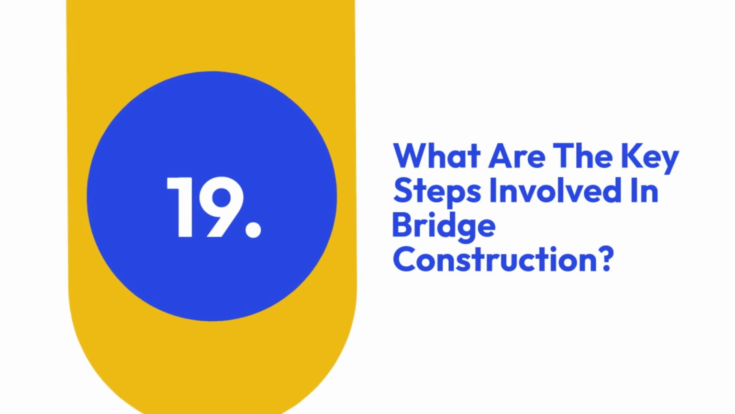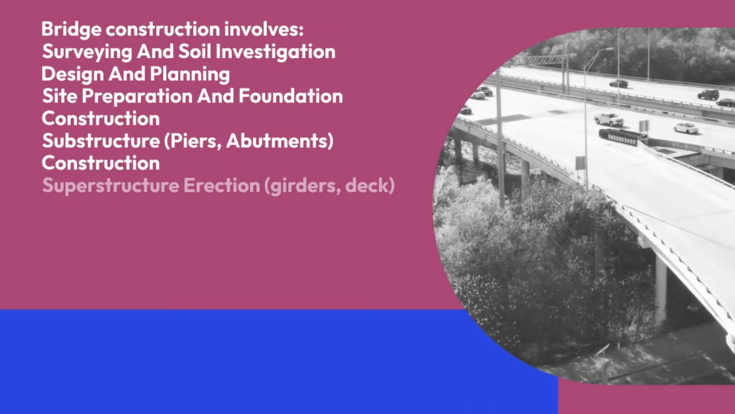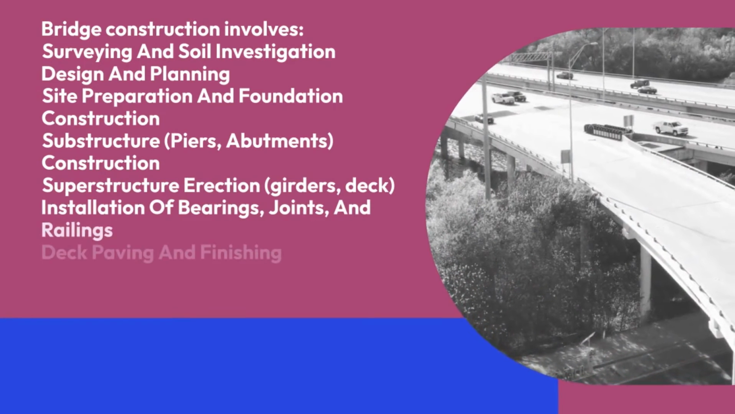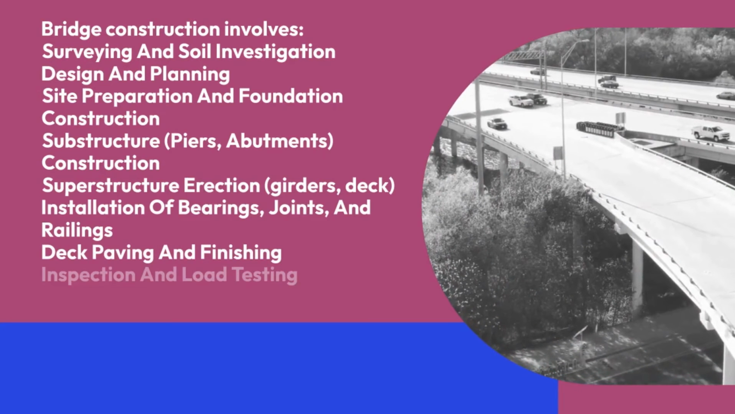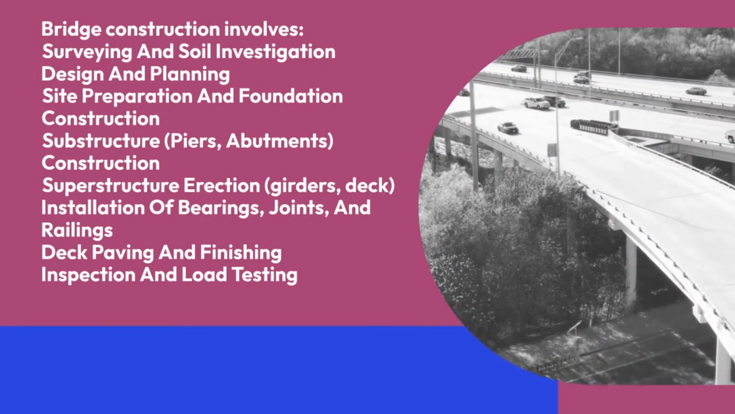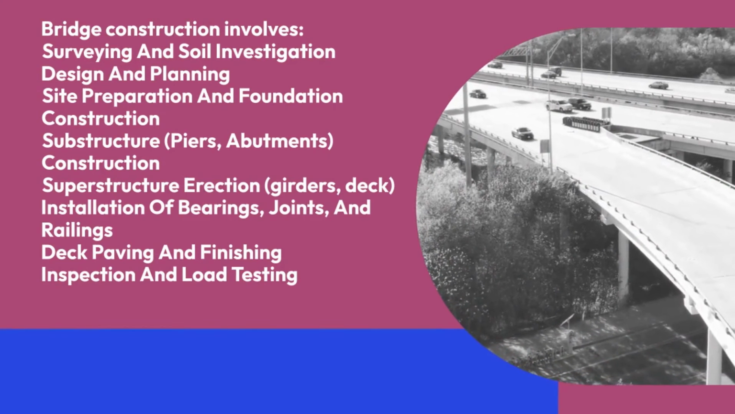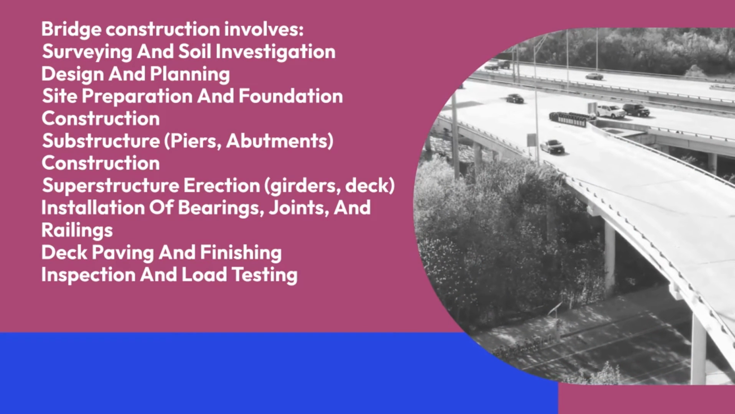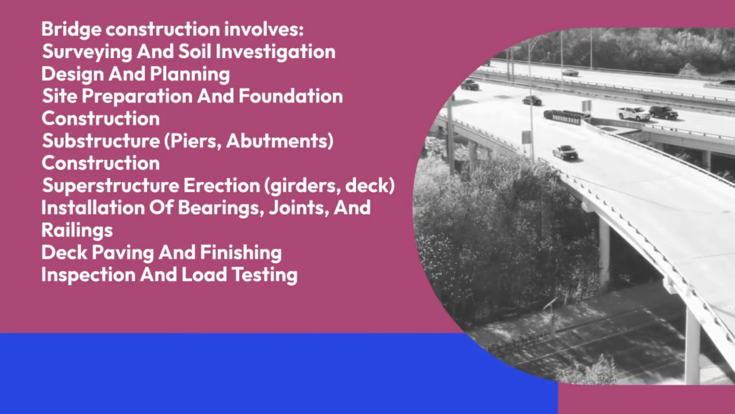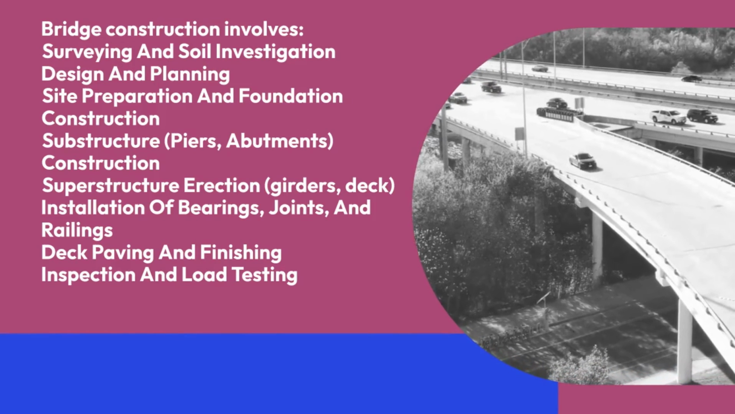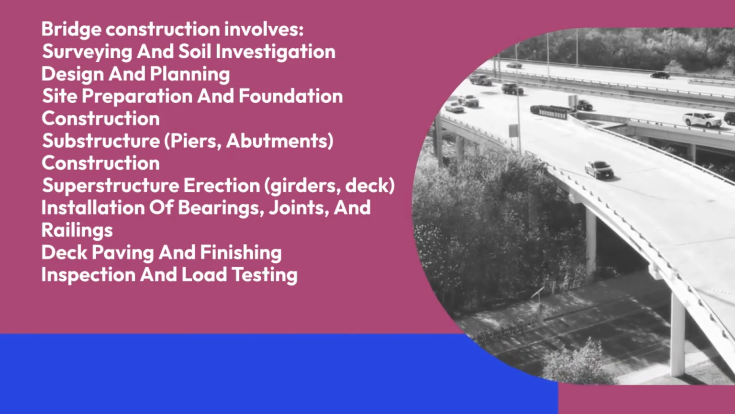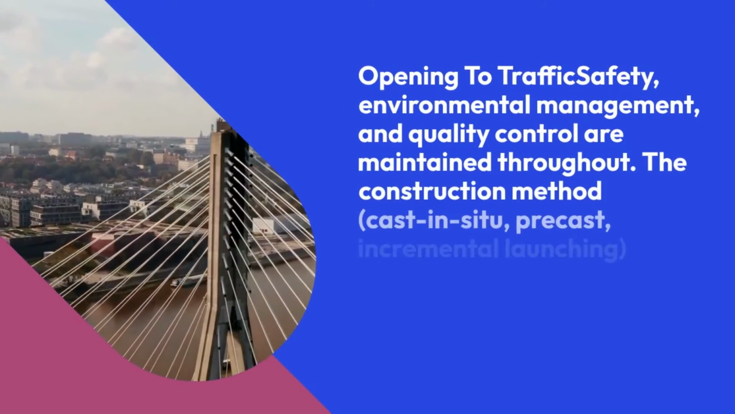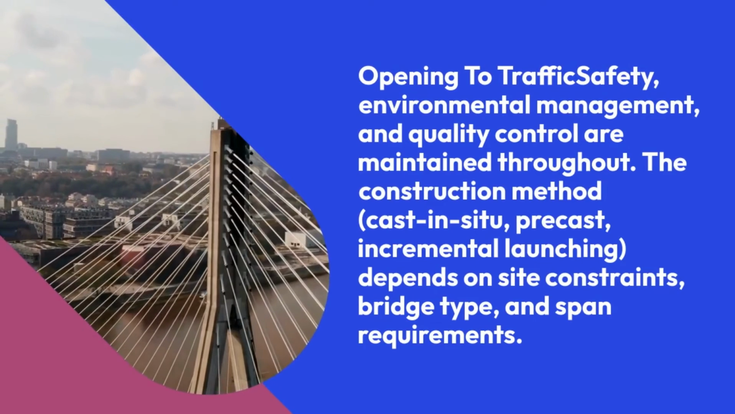19. What are the key steps involved in bridge construction? Bridge construction involves 1. Surveying and soil investigation. 2. Design and planning. 3. Site preparation and foundation construction. 4. Substructure, piers, abutments construction. 5. Superstructure erection, girders, deck. 6. Installation of bearings, joints, and railings. 7. Deck paving and finishing. 8. Inspection and load testing. 9. Opening to traffic. Safety, environmental management, and quality control are maintained throughout.